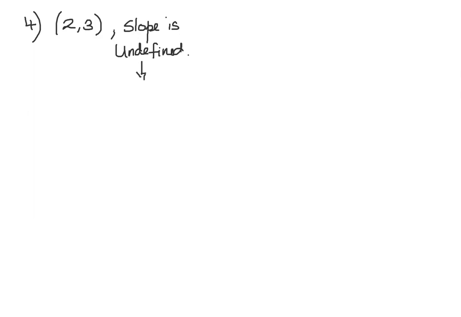Next, number 4. It's passing through the point (2, 3), and the slope is undefined. Remember, which line has undefined slope? The vertical line. Undefined slope implies that the line is vertical. A vertical line is going to be x equals whatever the x value is. The x value is 2 here. So x equals 2 is the equation of this vertical line.